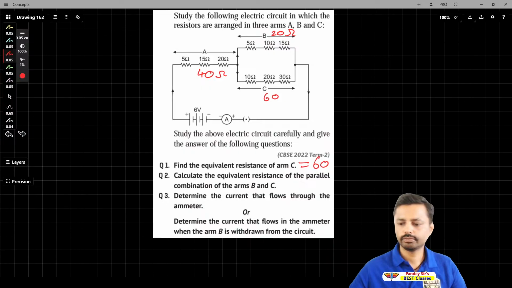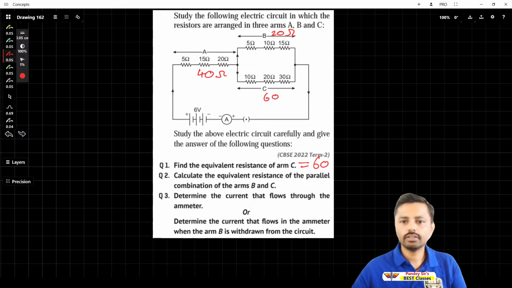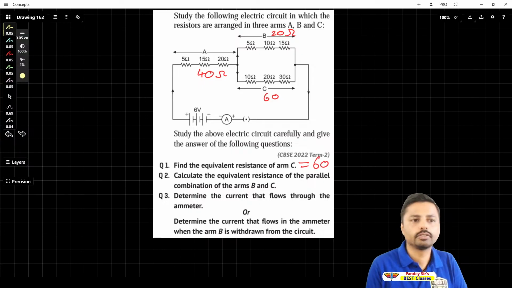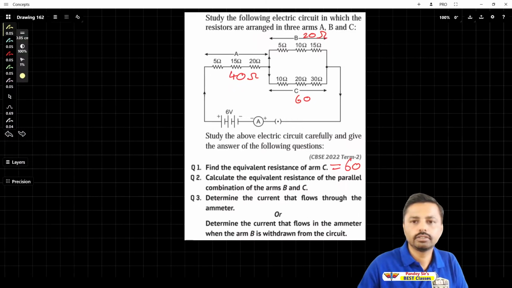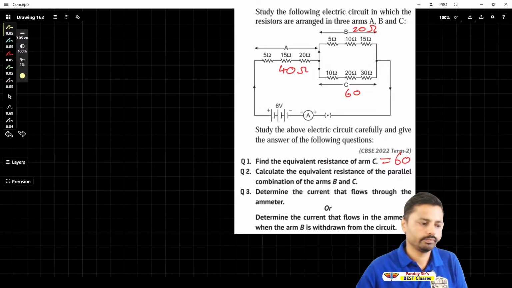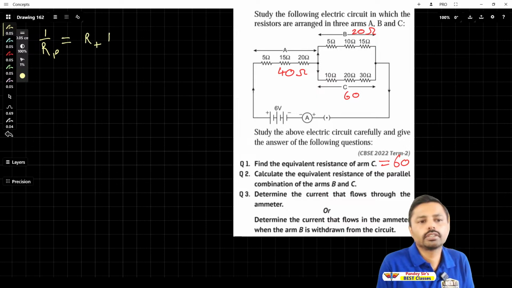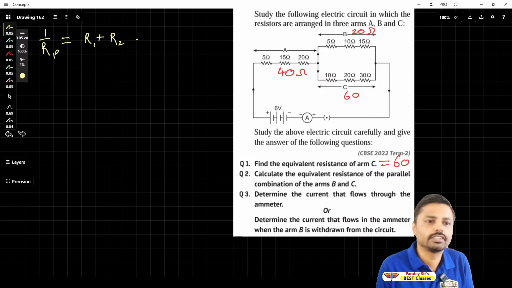Which formula? Tell me. P equal to IR or 1 by R, or which one? So here it will be 1 by RP, that is 1 by RP equal to 1 by R1 plus 1 by R2 and so on.